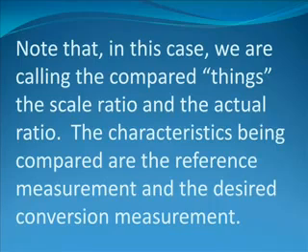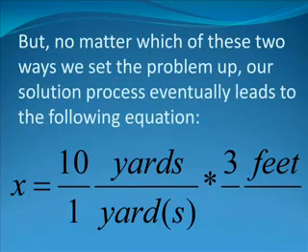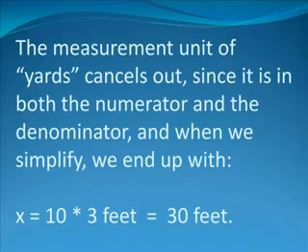The characteristics being compared are the reference measurement and the desired conversion measurement. But no matter which of these two ways we set the problem up, our solution process eventually leads to the following equation. X is equal to 10 yards times 3 feet divided by 1 yard. The measurement unit of yards cancels out since it is both in the numerator and the denominator, and when we simplify, we end up with x equals 10 times 3 feet is equal to 30 feet.